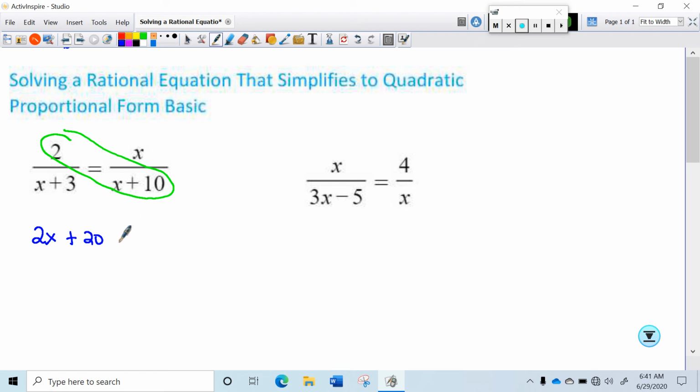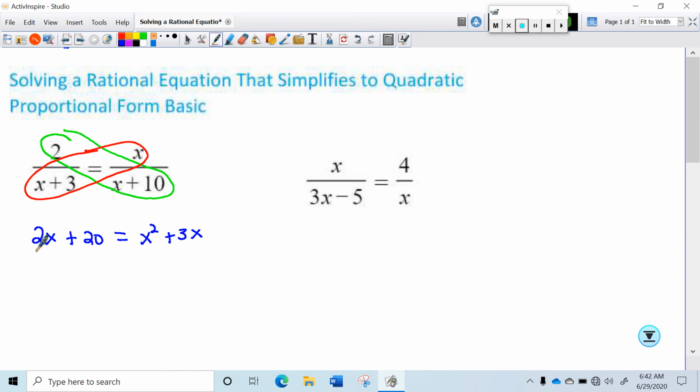Once that's multiplied, you bring down your equal sign and you go in the other direction. So now this x needs to be multiplied with both things. X times x is x squared, and x times 3 is a positive 3x. Now we have a squared term. You always want to leave that positive.